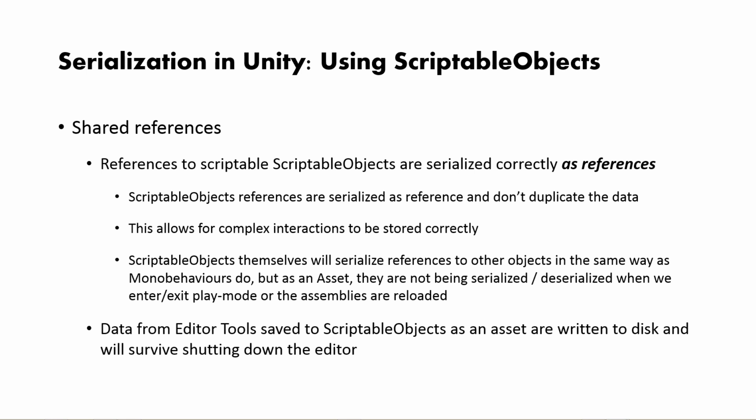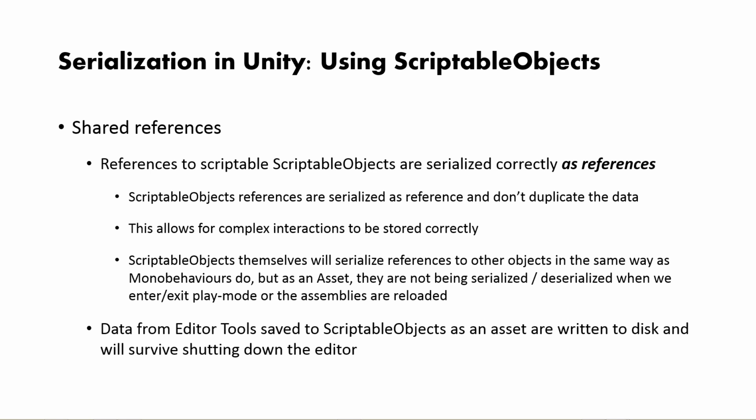Scriptable objects themselves will still serialize their references to other objects the same way as MonoBehaviours do. But as an asset, they're not being serialized and deserialized the same way as instances are in the project. So when we enter and exit play mode or the assemblies are reloaded, we don't have to worry that much about the same problems we do with things that are in our scene. And then lastly, data from editor tools saved to scriptable objects as an asset are written to disk and will survive shutting down the editor.